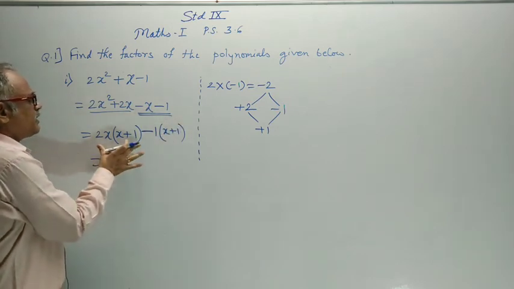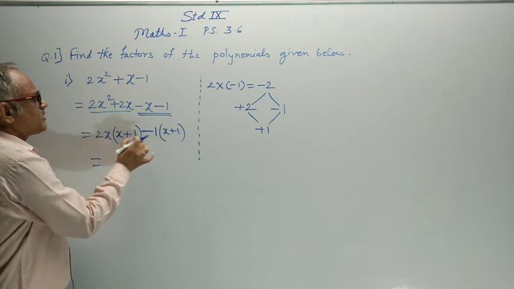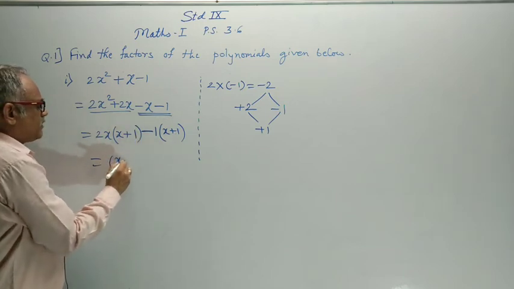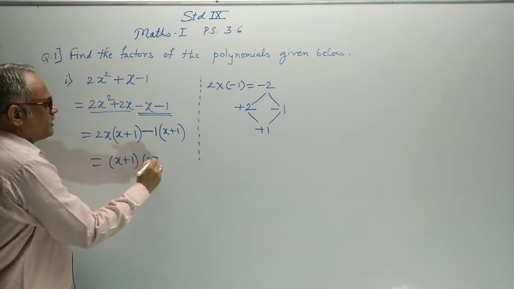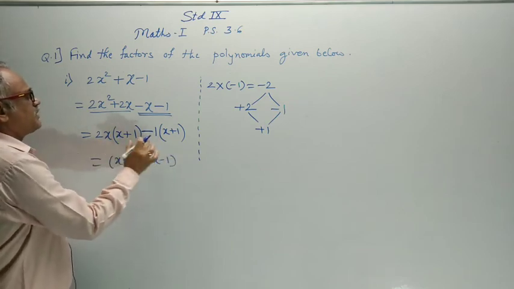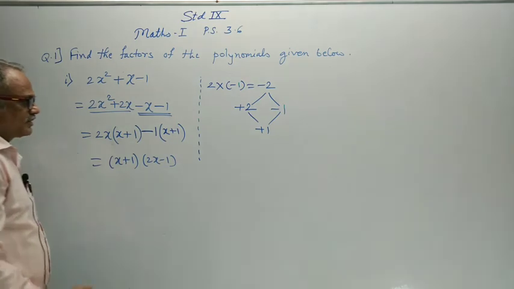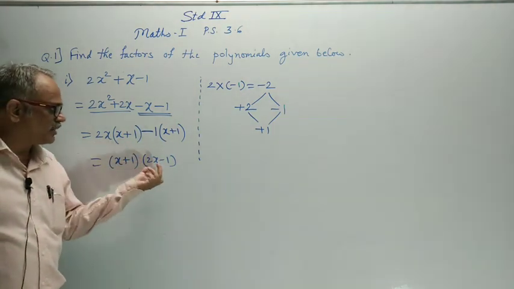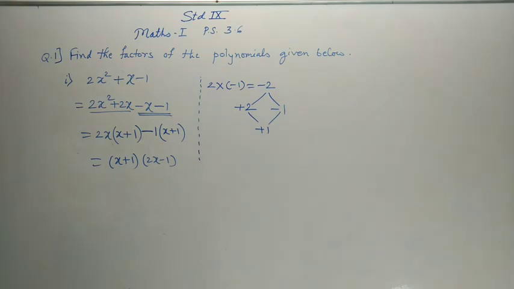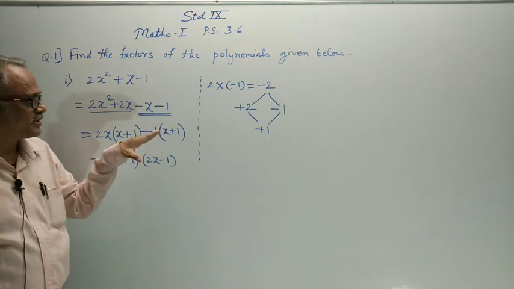Now if you neatly observe these two, x plus 1 is a common bracket, one of the factors. 2x minus 1 is the second factor. In some schools they write 2x minus 1 first and this common factor afterwards. Meaning is the same, a into b or b into a. These two are the factors. Do you remember? This was the method used in 8th standard, same method.